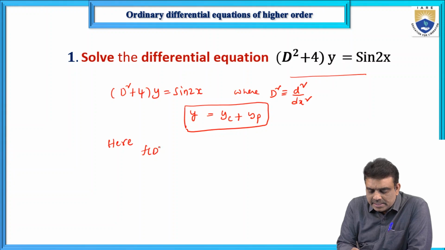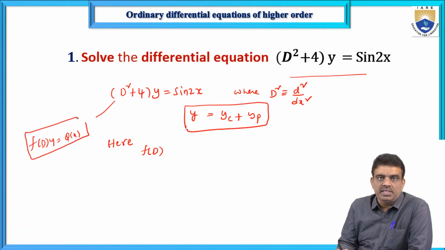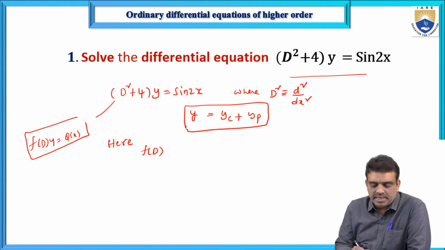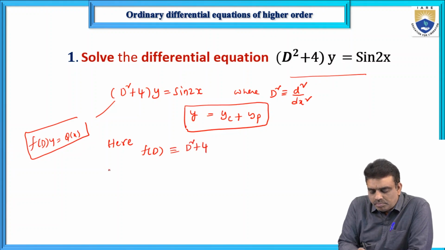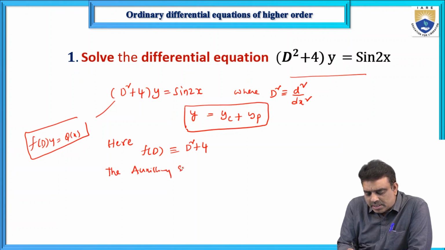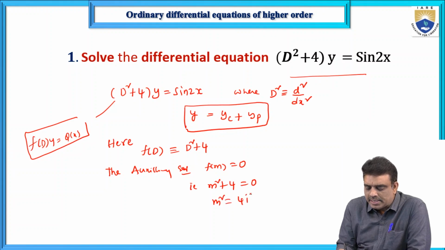Here what is f of D? This is in the form f of D of y is equal to Q of x. This is the standard format of the second or higher order differential equation. Here f of D is D square plus 4. Now the auxiliary equation is f of m is equal to 0. That is, m square plus 4 is equal to 0. That is, m square is equal to 4i square. m is equal to plus or minus 2i.